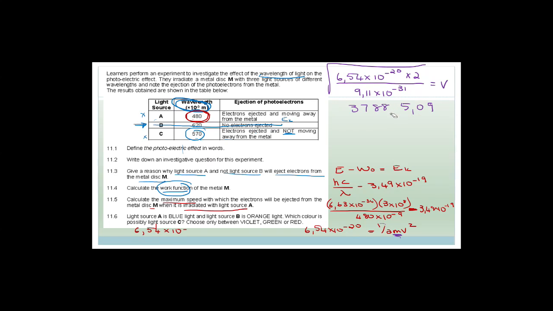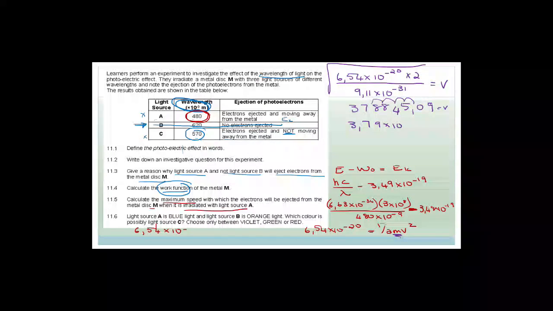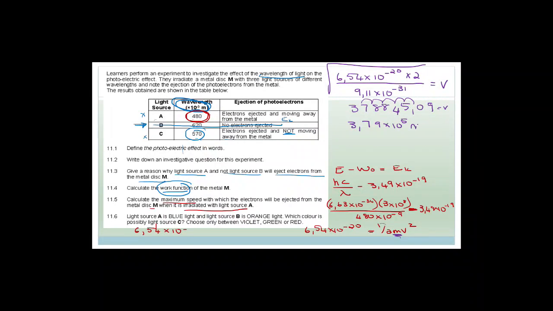Okay, so let's just fix that. And obviously, I could show you how to do that and make it into SI units, but you don't have to worry about that. So that is the velocity or the speed, which is 3.79 times by 10 to the 5 meters per second is the velocity. It's pretty fast. It is very fast. So these photoelectrons are traveling very fast.